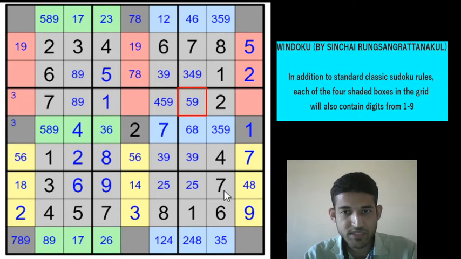Now we have stacked almost every cell with pencil mark. If we get one more digit or probably a few more digits, we'll probably finish the Sudoku very fast.